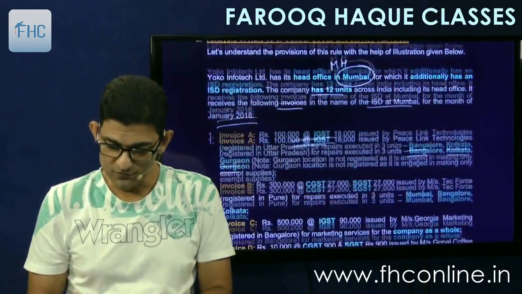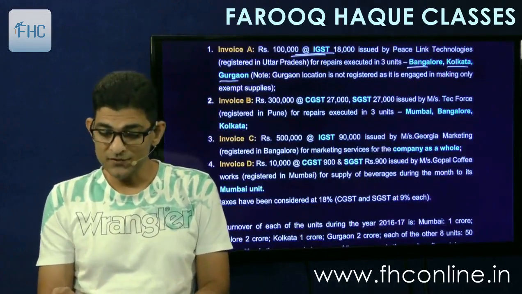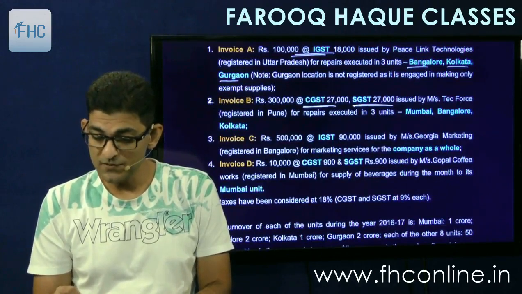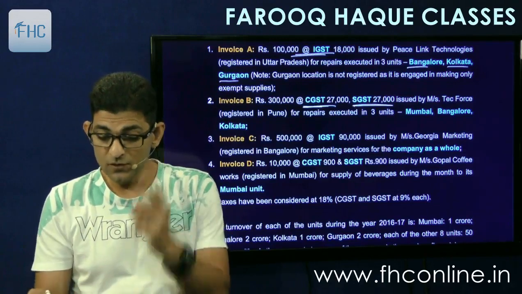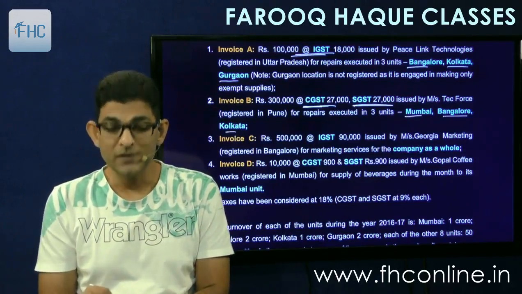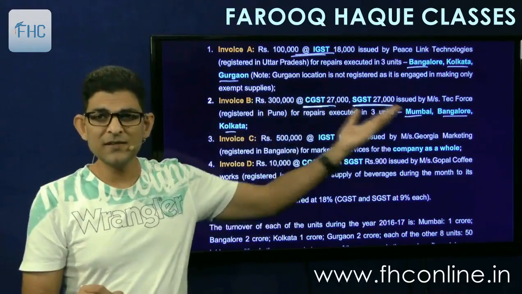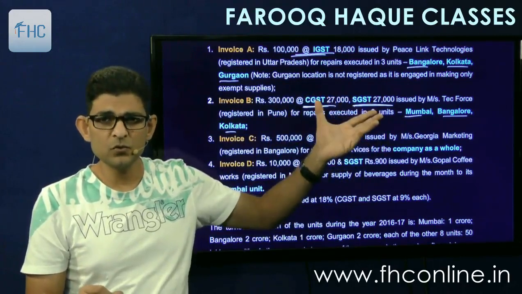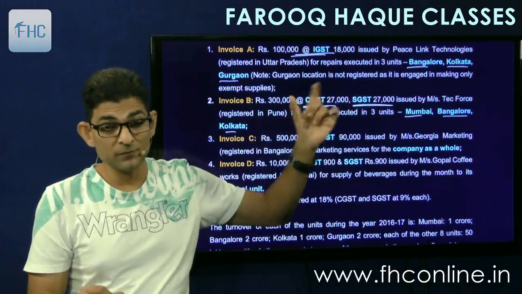Then let's see the second invoice. Invoice B is a local invoice, so it has CGST and SGST. Issued by Messrs. Tech Force, registered in Pune, for repairs executed in 3 units, Mumbai, Bangalore and Kolkata. Now see, this is an interesting one. So first we'll take the turnover of these 3 units and then distribute. That part is simple. You know the turnover, you will distribute it. How it will be distributed becomes important.